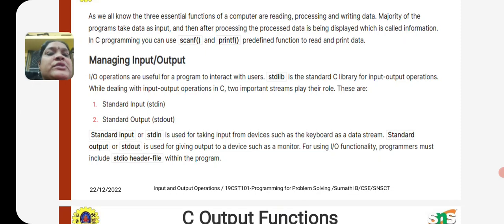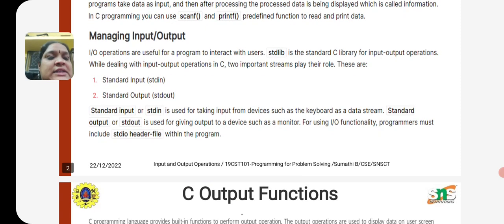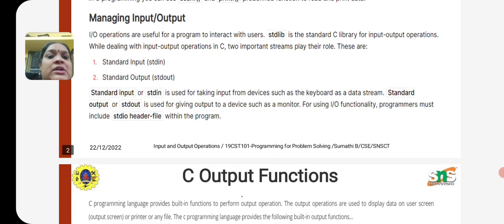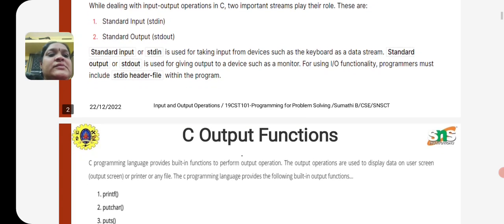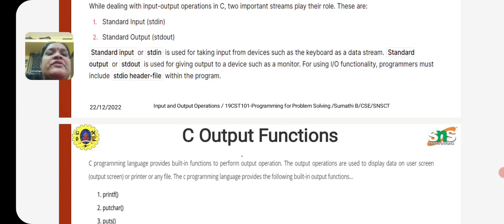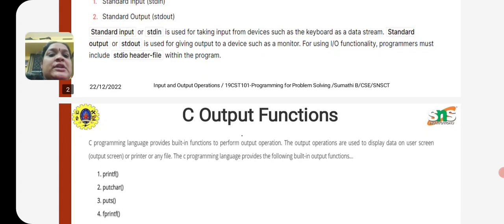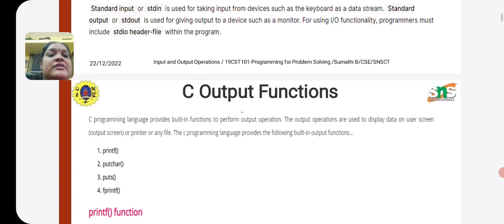We have two streams: standard input and standard output, that is stdin and stdout. Standard input is used for taking input from devices such as the keyboard as a data stream. Standard output is used to print the result on the monitor. These two are frequently used by programmers, with the help of the header file.